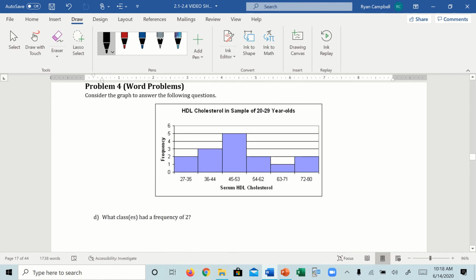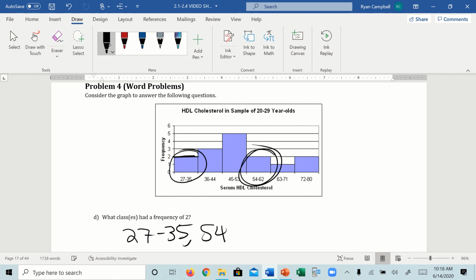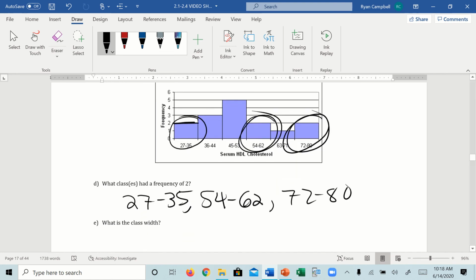Part D. What class or classes had a frequency of 2? So we had a class of 2 right here at 27 to 35. We had a class of 2 here at 54 to 62. And we had a class of 2 right here at 72 to 80. So we had 3 different classes.